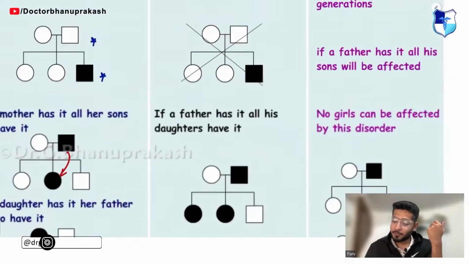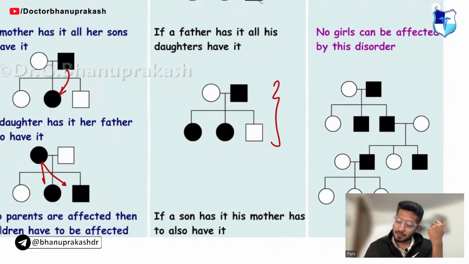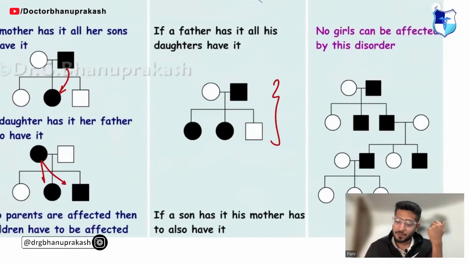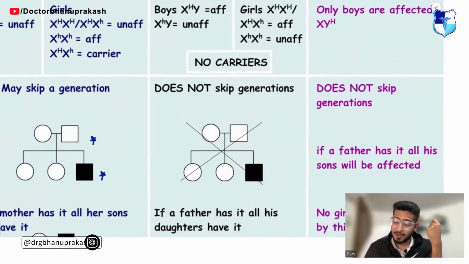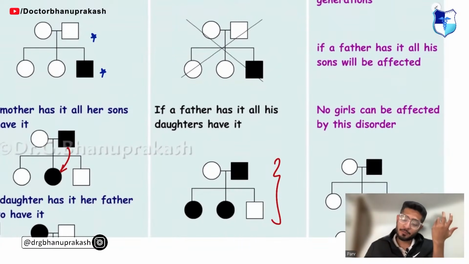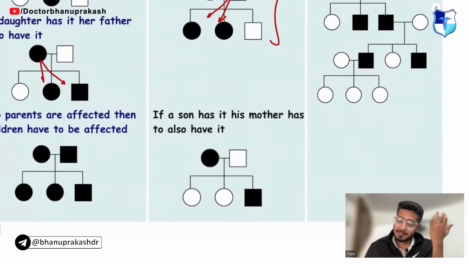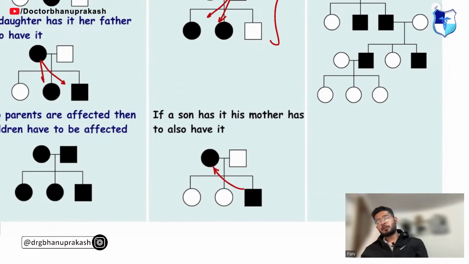What about X-linked dominant? Of course, skipping of generation is not going to be there. There is no skipping of generation. This you have to understand. And in X-linked dominant, if the father is affected, all the daughters are going to be affected. If a son has it, its mother also has this disease.